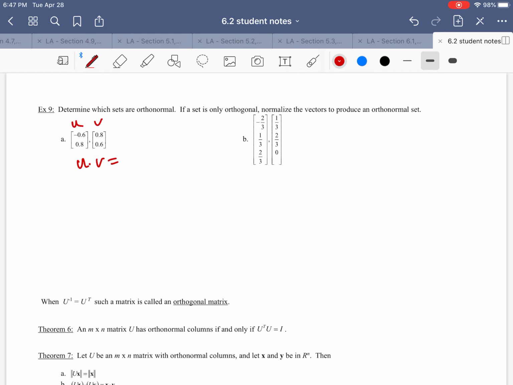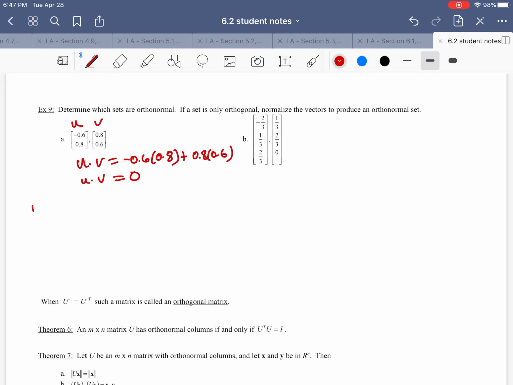So let's call this one u and v. So we'll do u dot v. So if I do negative 0.6 times 0.8, and then plus 0.8 times 0.6, it's obvious that that comes out to 0. So that checks out. Okay.